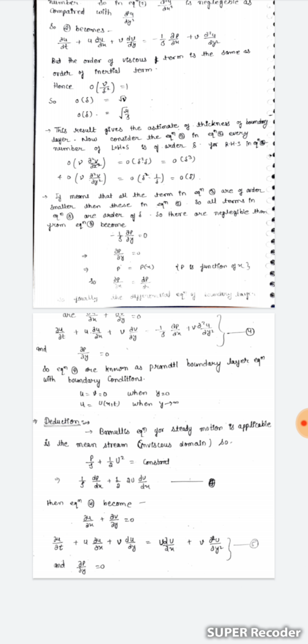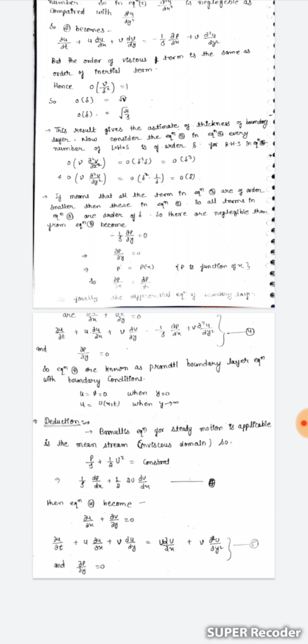So finally, the differential equations of the boundary layer are del u by del x plus del v by del y is equal to 0, and del u by del t plus u del u by del x plus v del u by del y is equal to minus 1 upon rho del p by del x plus nu del square u by del y square, and del p by del y is equal to 0. So equation 4 is known as the Prandtl boundary layer equation, with the boundary conditions u and v equal to 0 when y is equal to 0, and u tends to capital U when y tends to infinity, which is a function of x and t.